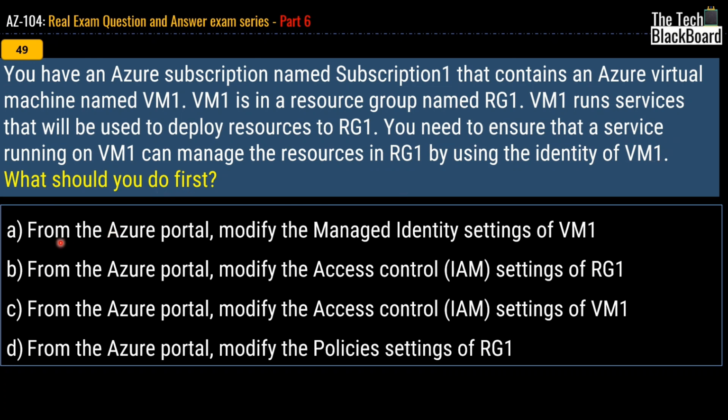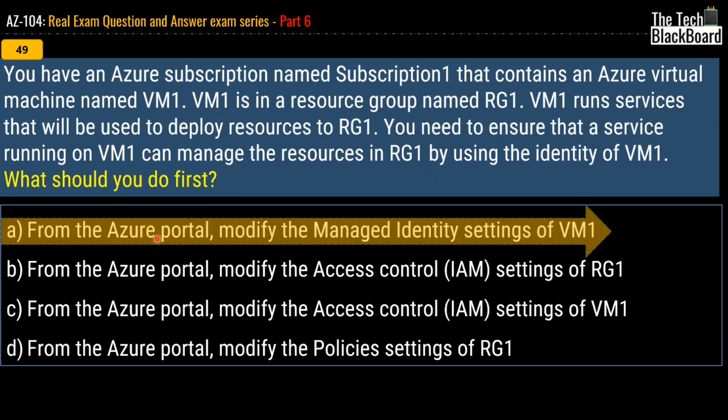Your options are: from the Azure portal, modify the managed identity settings of VM1; or from the Azure portal, modify access control IAM settings for RG1. The third option is from the Azure portal, modify the access control settings of VM1. And the fourth option is from the Azure portal, modify the policies setting of RG1. And the correct answer for this question is option A: from the Azure portal, modify managed identity settings of VM1.